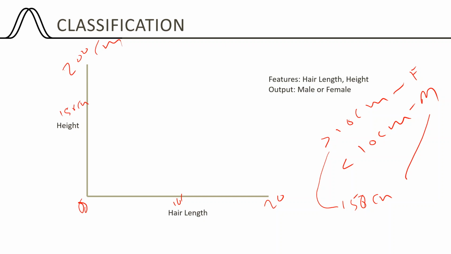So even if the hair is long here, if the height is more, I will consider this as a male. So my range will now be like this. Sorry, my range will be: all females here, all males here, based on the hair. But if I have anyone with more height, I may have a male here.